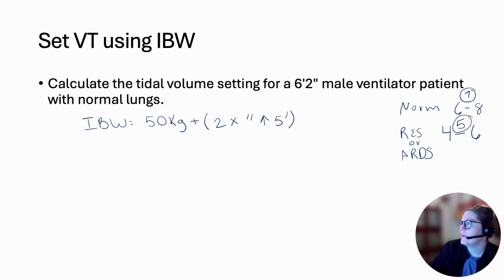Now, this is where it gets tricky when you're over 5 feet. You have to remember that when you're 6 foot, that's 12 inches from 5 foot to 6 foot, and then you're adding that as well. That's going to give you 14 inches over 5 feet. So let's plug that in.